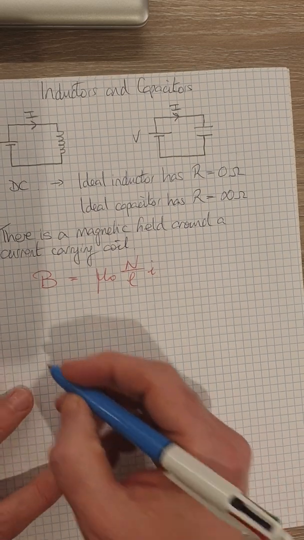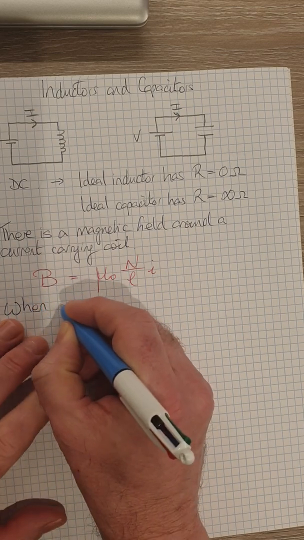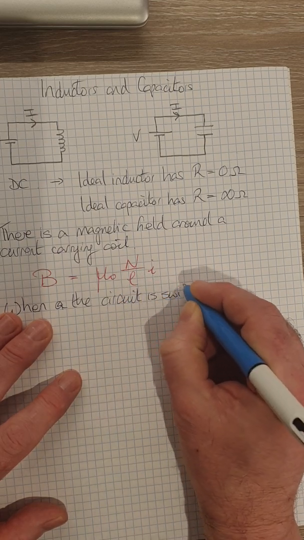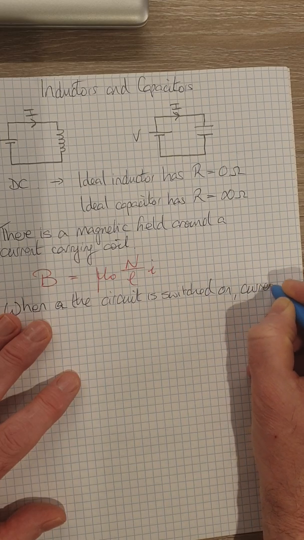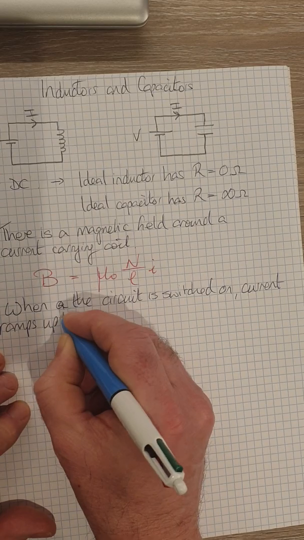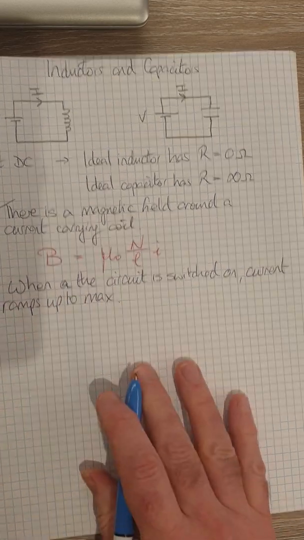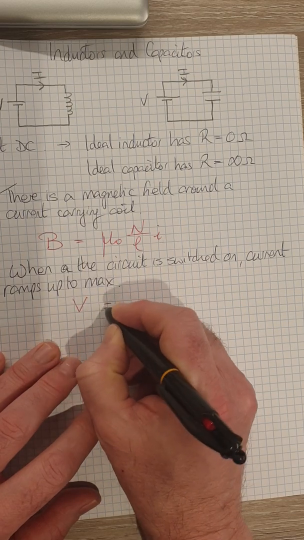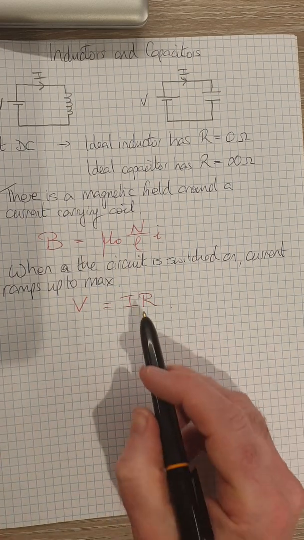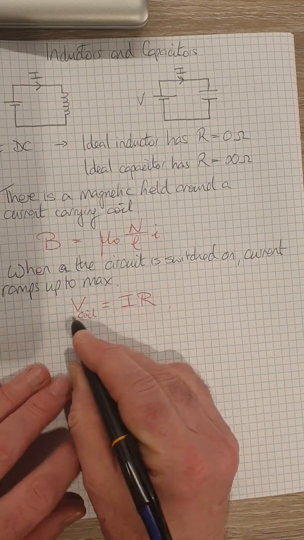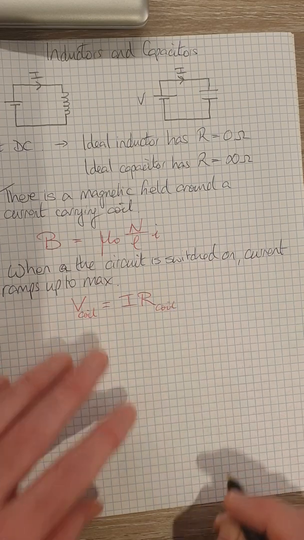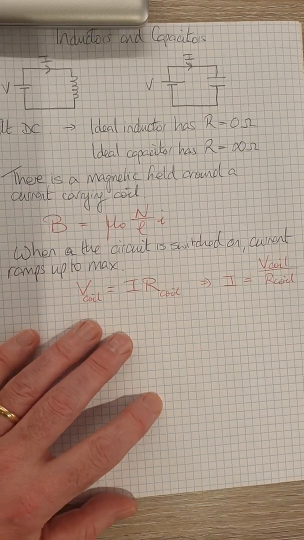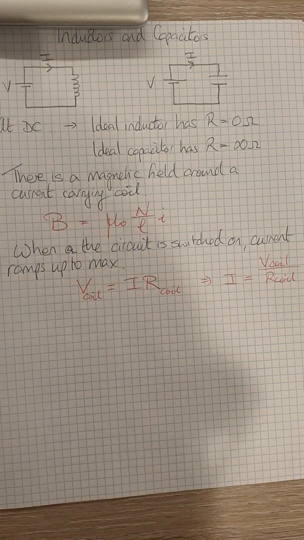Okay, now when the circuit is switched on, the current ramps up to a maximum. In that case, the relationship between the potential difference across the coil and the current is given by this: the potential difference across the coil is equal to the current times the resistance of the coil, probably quite small, which gives us that the current is equal to potential difference over resistance. This is when the current has reached its maximum DC value.